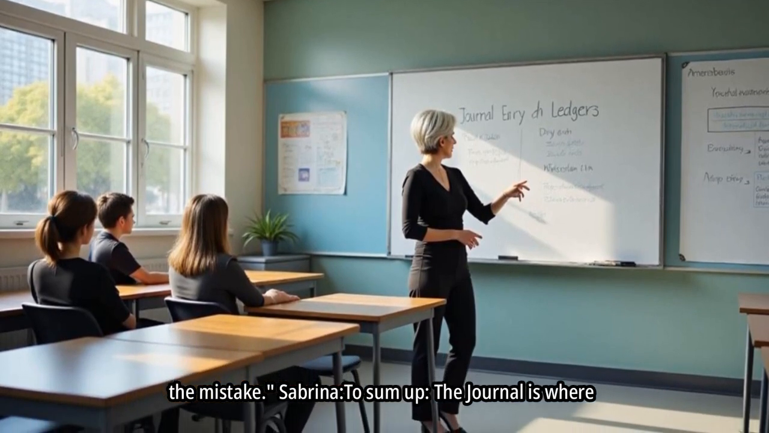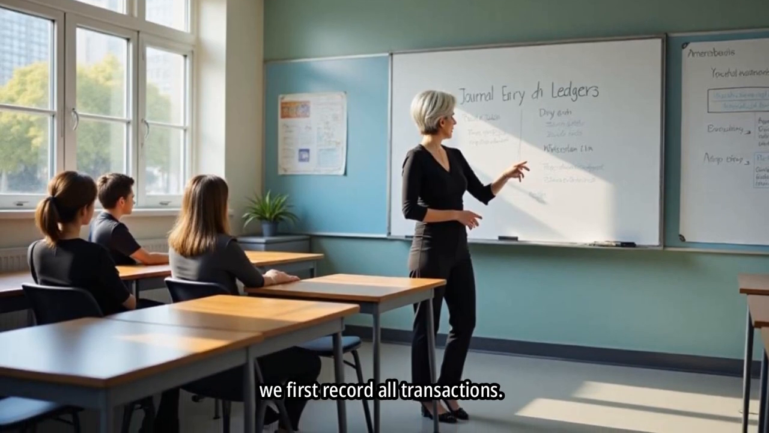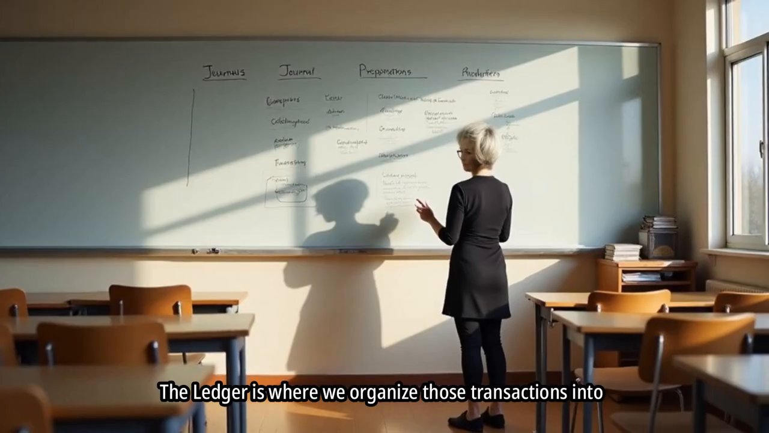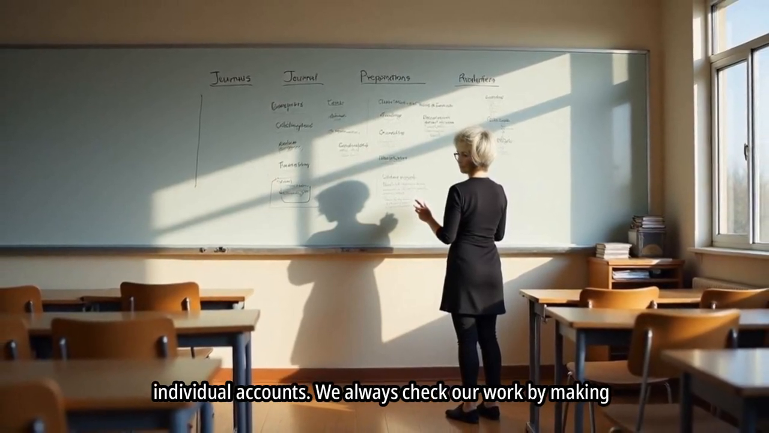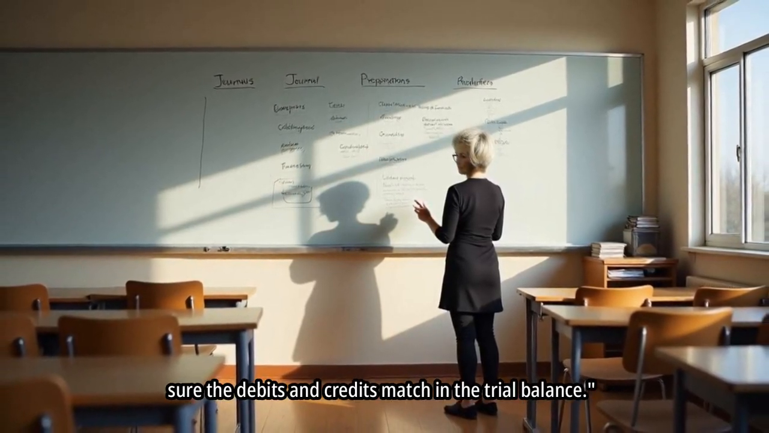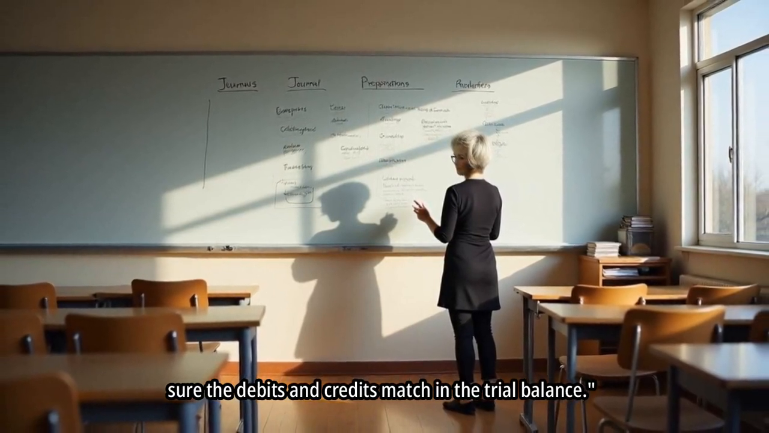Sabrina: To sum up, the journal is where we first record all transactions. The ledger is where we organize those transactions into individual accounts. We always check our work by making sure the debits and credits match in the trial balance.